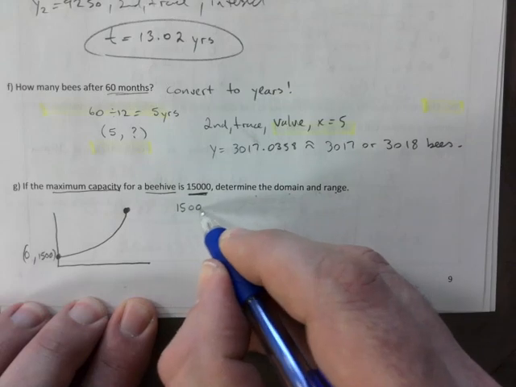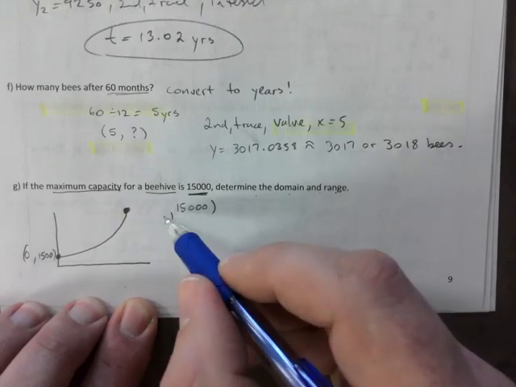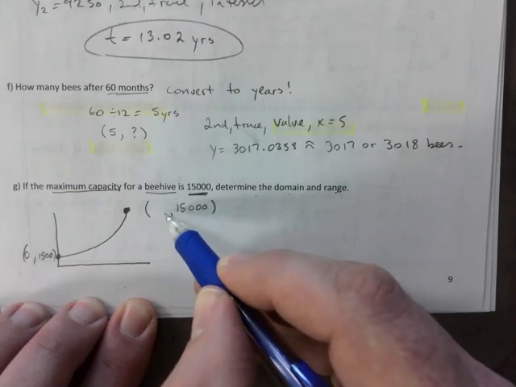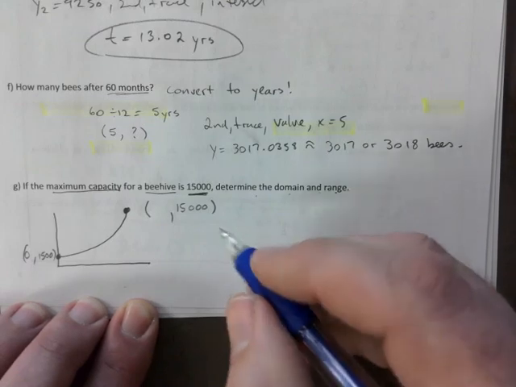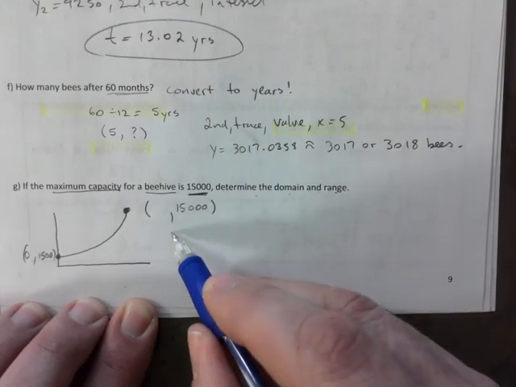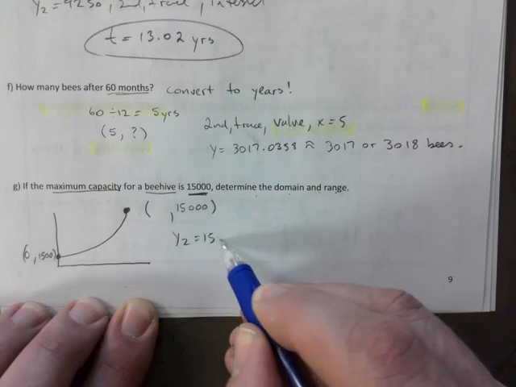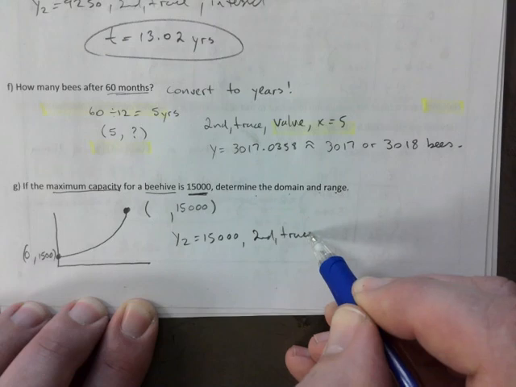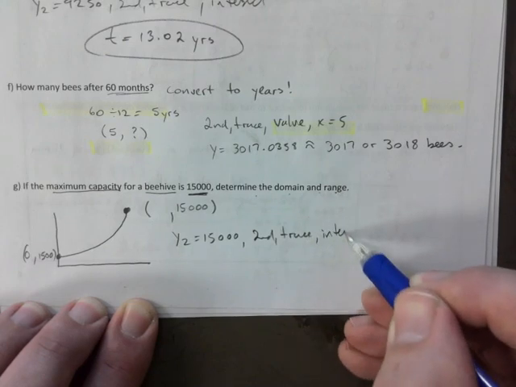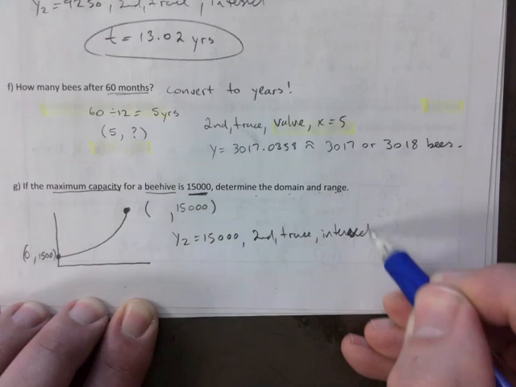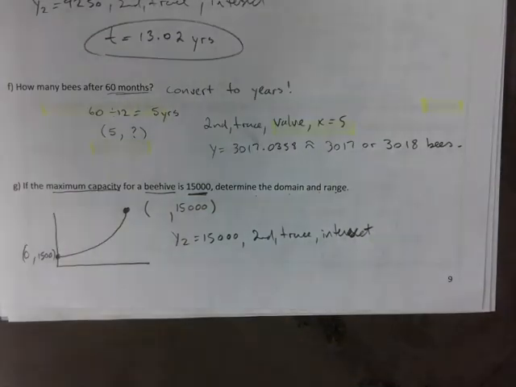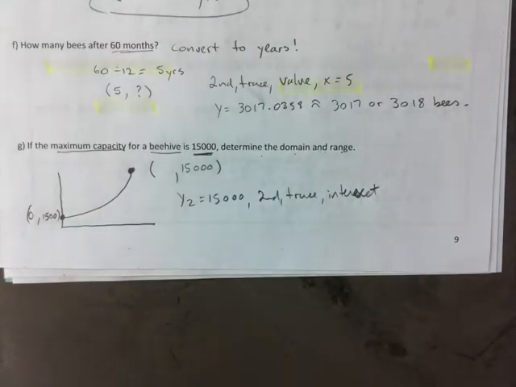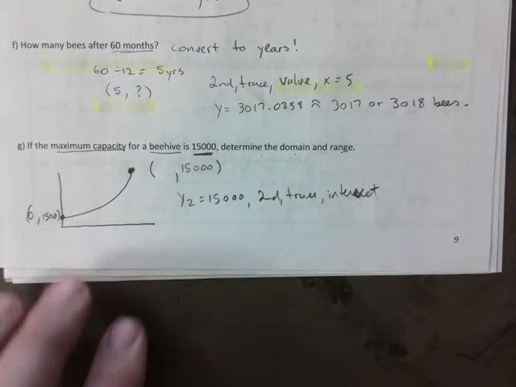I know that my population there is 15,000. I just need to figure out how long it took to get to 15,000. What will I do again? Y2 is 15,000. Second trace, intersect. And again, everything you know about functions and how to find points is the same. It's just that exponentials behave a little differently.